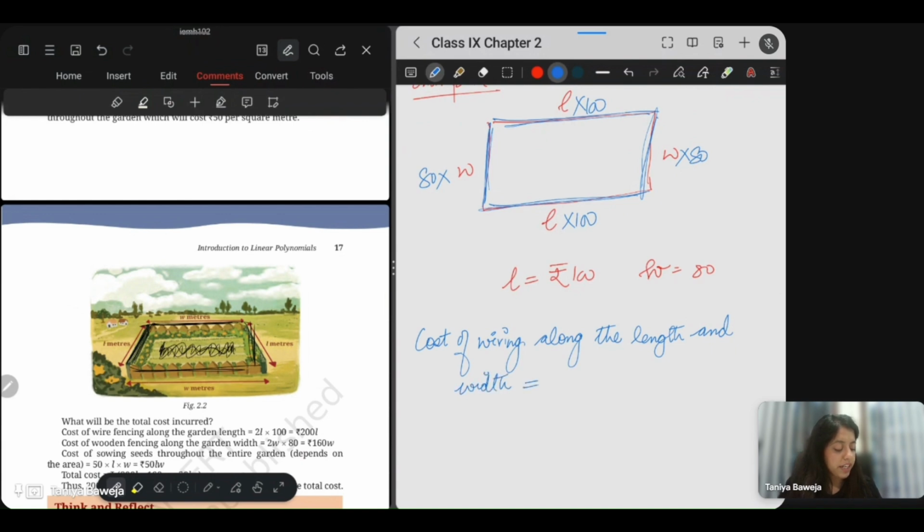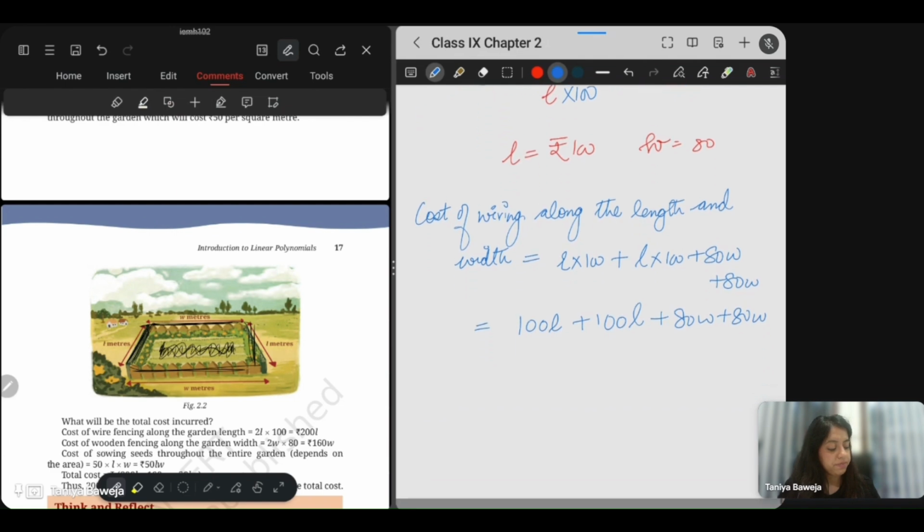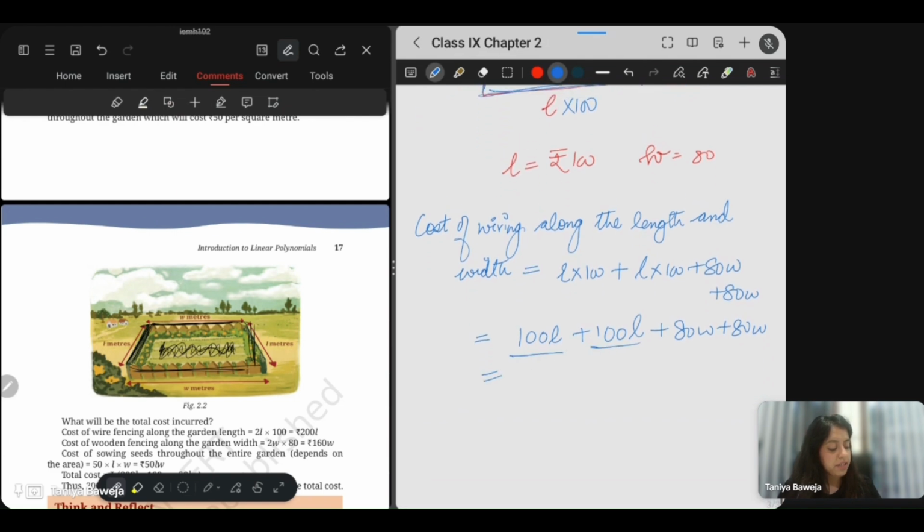Along the width as well, it will be L into 100 plus another L into 100 plus 80 into width and plus 80 into W. So we would have 100L plus 100L plus 80W and another 80W. Both these are like terms, we would add them, they give 200L, and 80 plus 80 gives us 160W. That is the cost of fencing around the field.